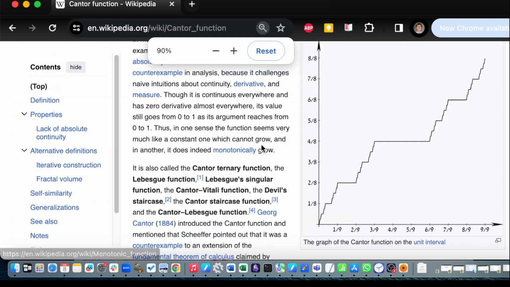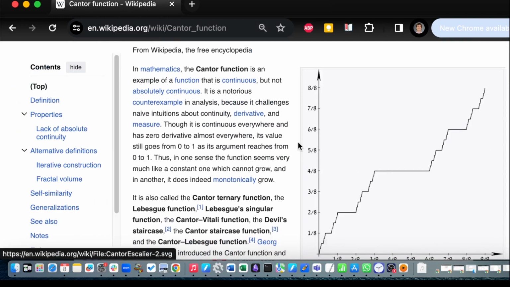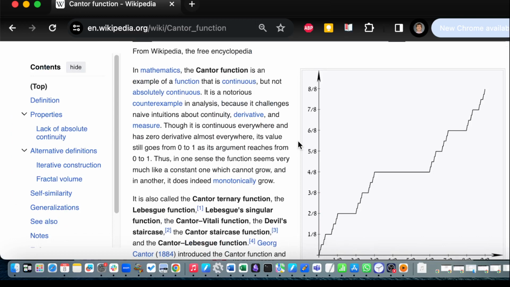Okay, this is some weirdo function. What does this function do? This is a function whose derivative, wherever its derivative exists, is 0. Its derivative is always 0. And yet the function is increasing, and it's continuous. It goes from 0 to 1. It's increasing, and its derivative, wherever it exists, is 0. By the way, its derivative exists almost everywhere. Now you know what almost everywhere means. So the only places where its derivative does not exist form a null set.